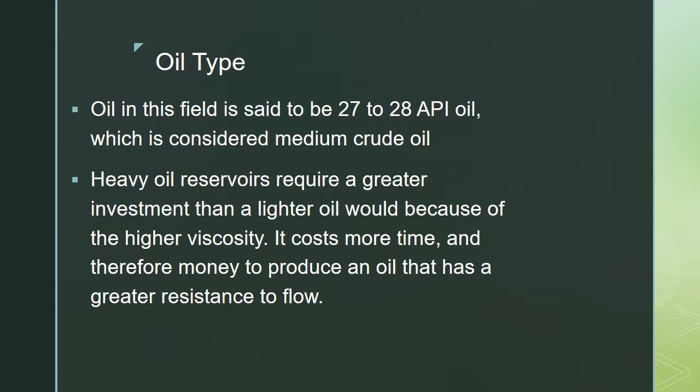Madison Pool is believed to have a 27 to 28 API oil, which is considered a medium crude oil type with medium density and viscosity. Heavier oils require more time and investments to produce due to their high viscosity.